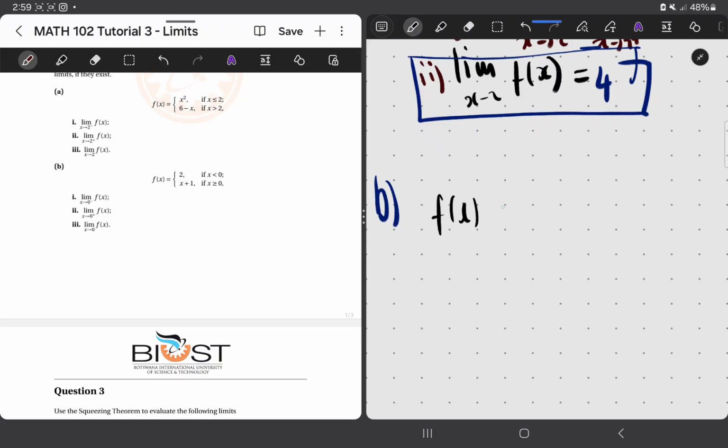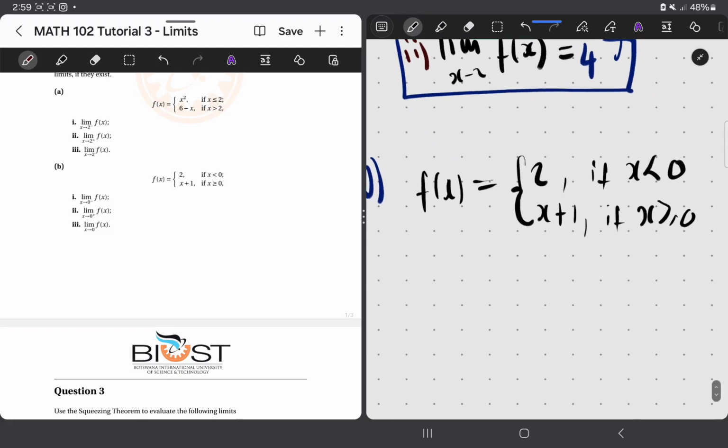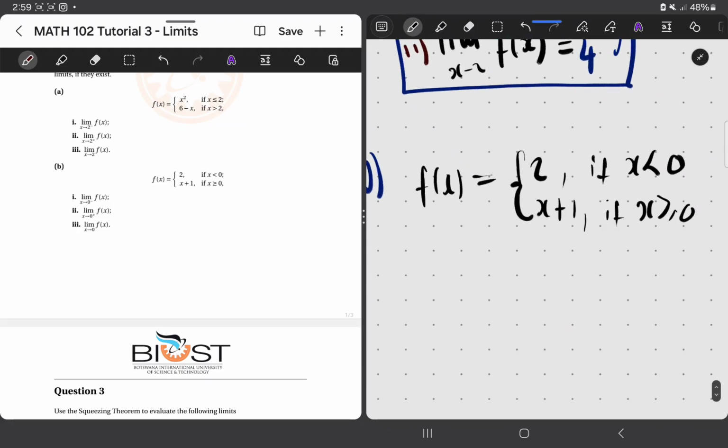So f of x is just going to be equal to, we know what piecewise wants. It wants two parts. So we are doing if x is less than 0, and then it'll be x plus 1 if x is greater than or equal to 0. So this is going to be easy, because the plotting is very simple. We only have to work with this one for x plus 1.